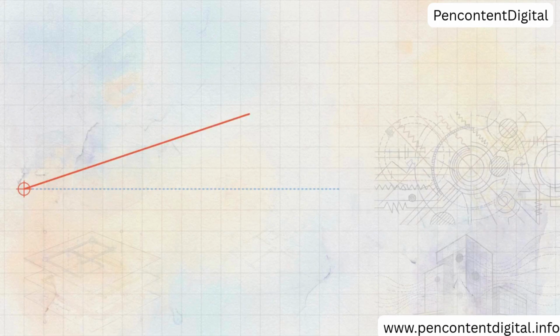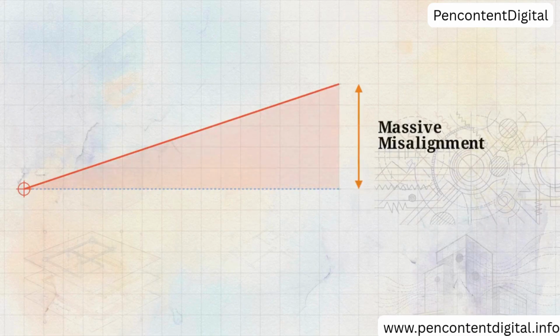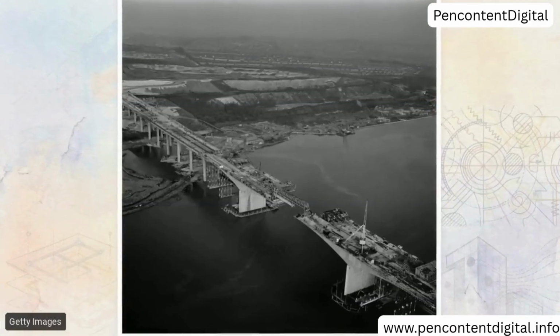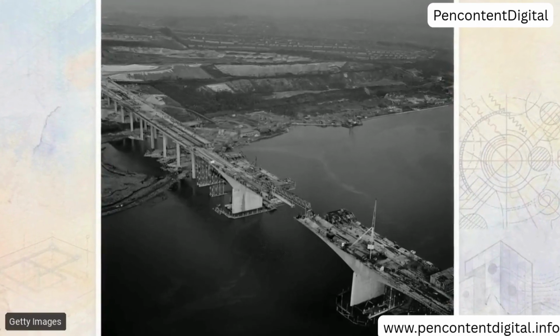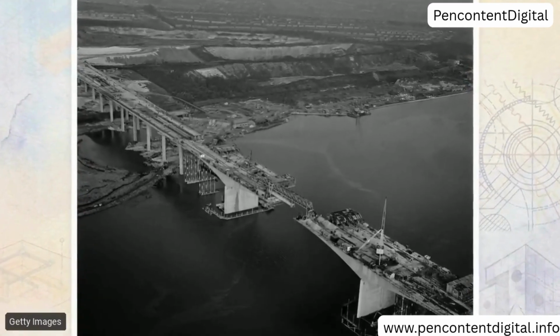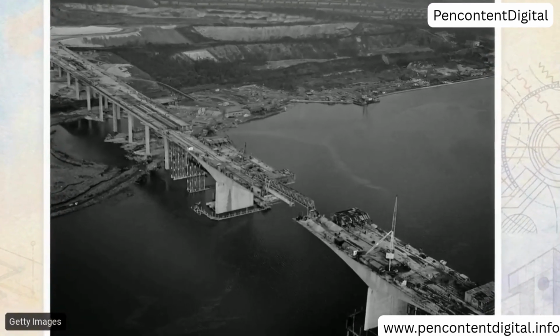A line drawn half a millimeter off scale compounded as it moved across a schematic, resulting in massive structural misalignment at the job site. At the scale of mid-century infrastructure projects, the margin for error was razor thin. A physical drafting mistake could risk physical collapse.